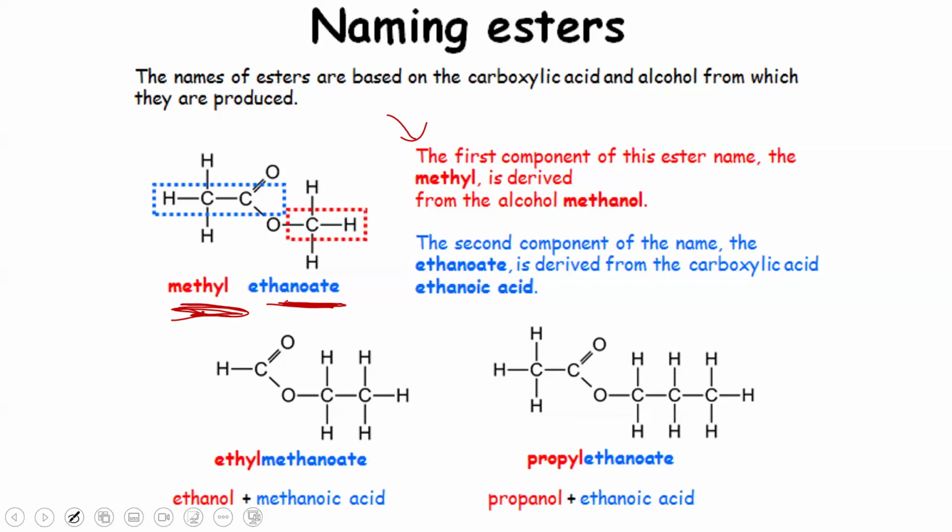Okay, so another example down here. What I've got there is propanol, which is the first part, propyl. And the second part there is my carboxylic acid with 2 carbons, ethanoate.